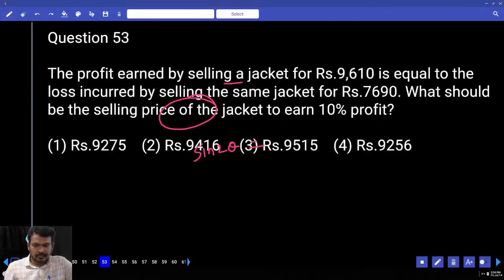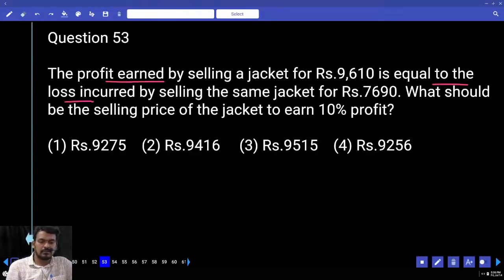Next question number 53. The profit earned by selling a jacket for 9610 is equal to the loss incurred by selling the same jacket for 7690. Means the first case is getting profit, the second case is getting loss. Profit equal to loss means cost price equals the average of the selling prices, the sum of the selling prices divided by 2.